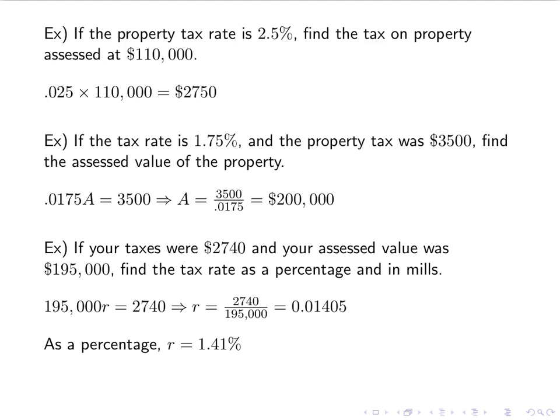And then in mils, we're going to move the decimal 3 places, and if we move it 3 places, that gives us 14.05, and then again, mils is rounded to the next highest integer. So in mils, we get 15 mils.